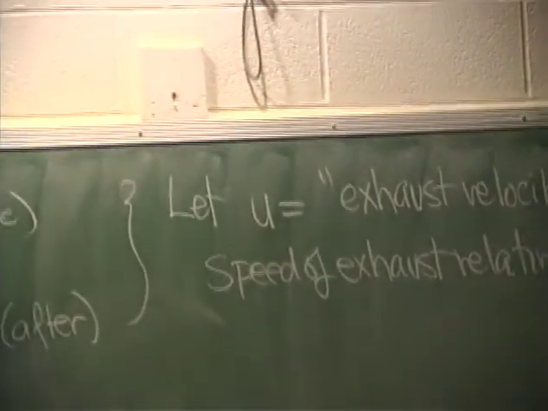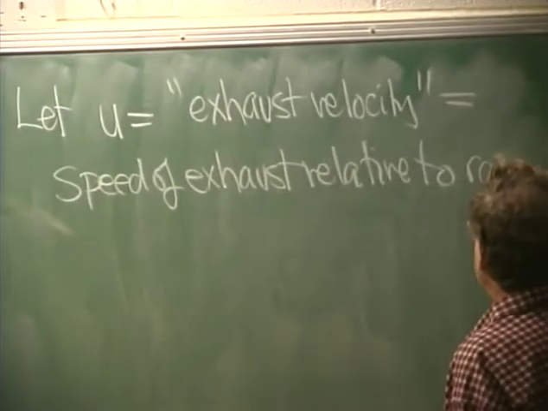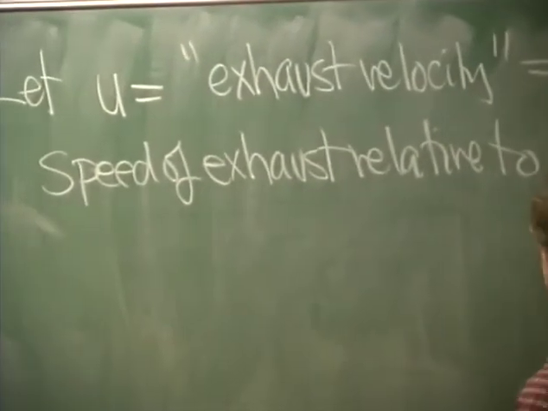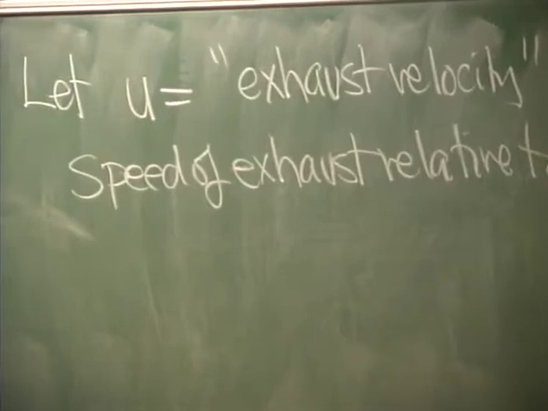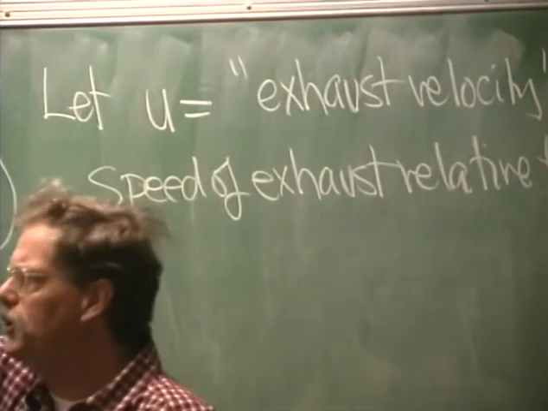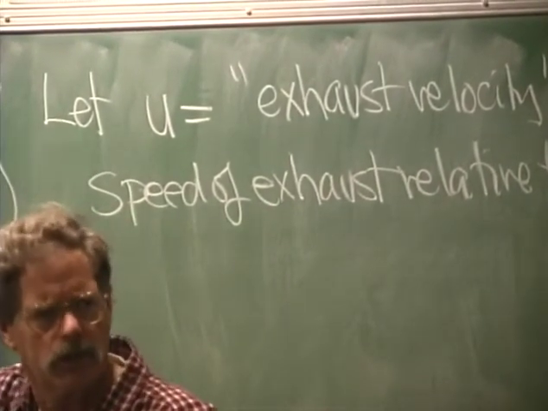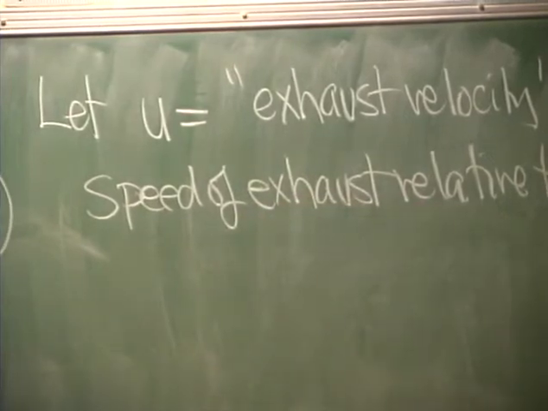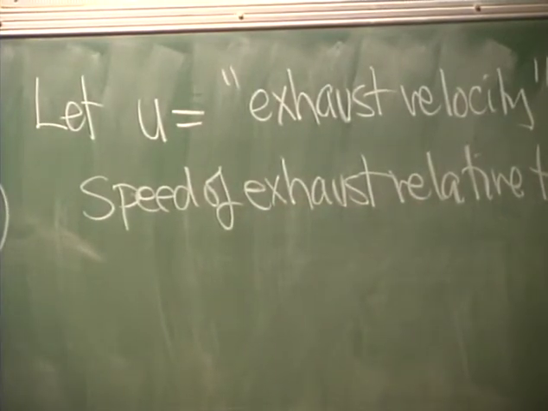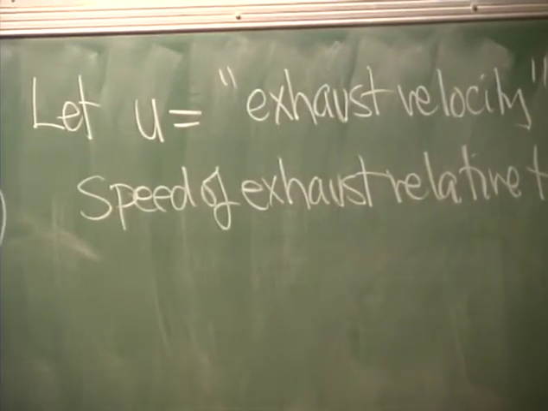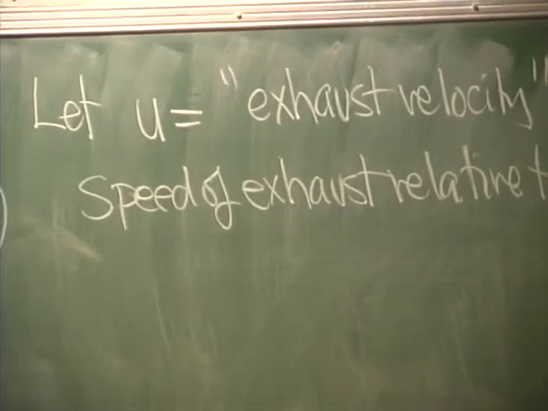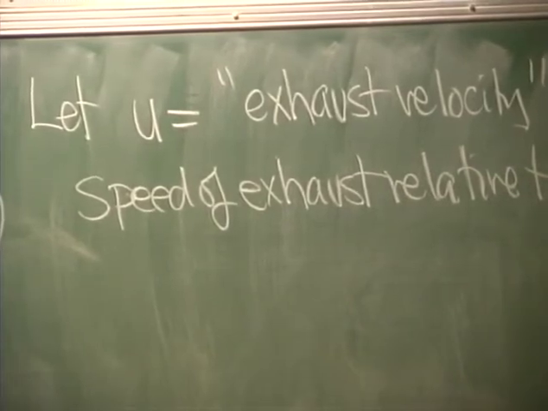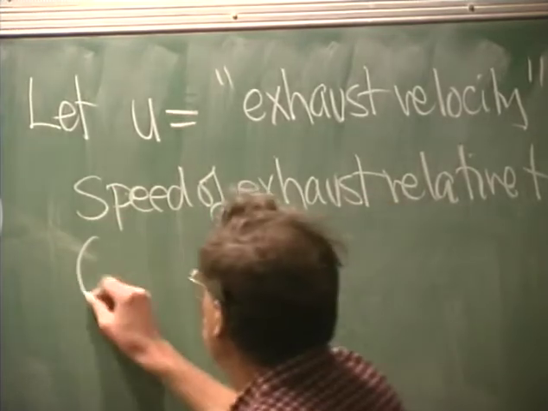Because that's what the motor is going to determine. Well, wait a minute. Relative to the rocket before the expulsion or relative to the rocket after the expulsion? Because the rocket's moving at a different speed. After the expulsion. Actually, it doesn't matter, but it makes it a little cleaner if you define it this way. Relative to the rocket after.